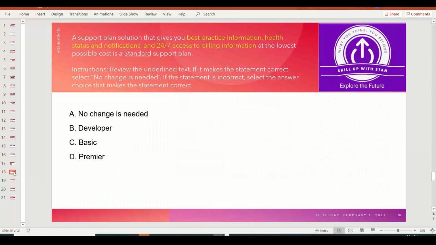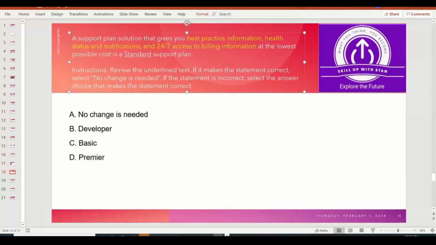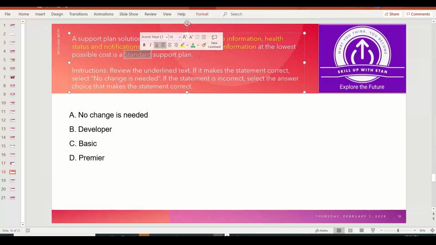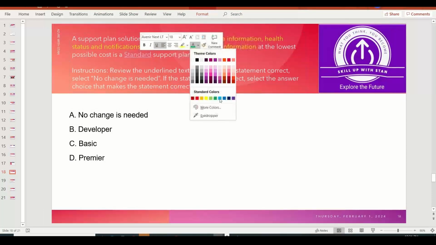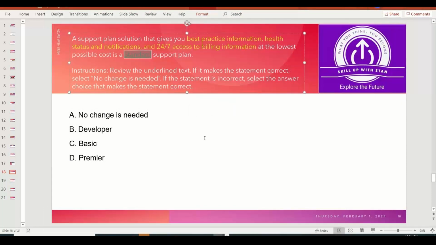A support plan solution that gives you best practice information, health status and notification, and 24/7 access to billing. What is the lowest possible cost? Is it standard? So you need to look at the word which is underlined here. They're asking whether standard is the cheapest plan where you will get all these things. So this is the keyword here.